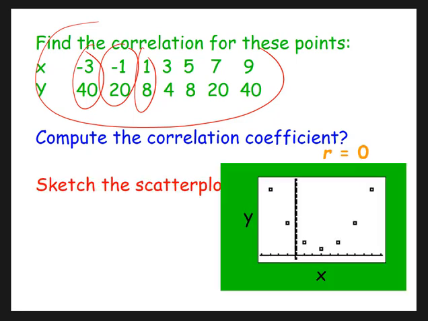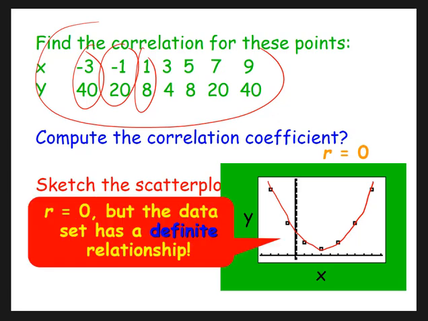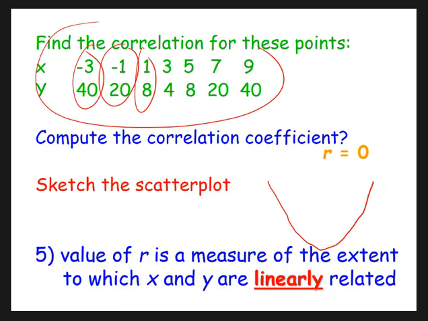We sketch the scatter plot. Actually, what we see here is a parabolic, quadratic relationship. But R equals 0 means there's no linear relationship. Not that there's no relationship at all, but no relationship that can be described by a line. So there is a definitive shape, it's just not a line. So R is the measure of the degree to which the data can be described by a linear relationship.